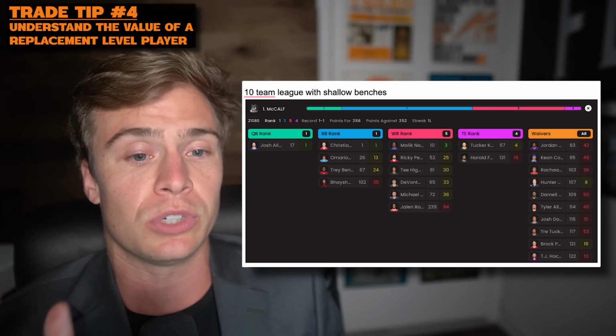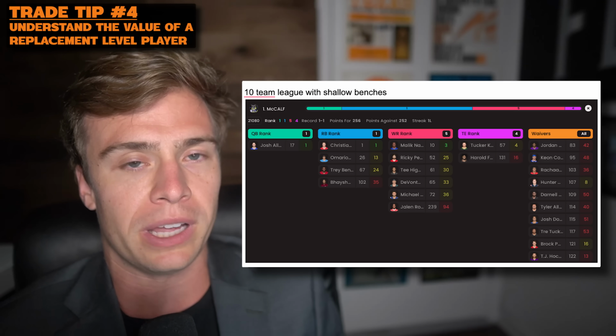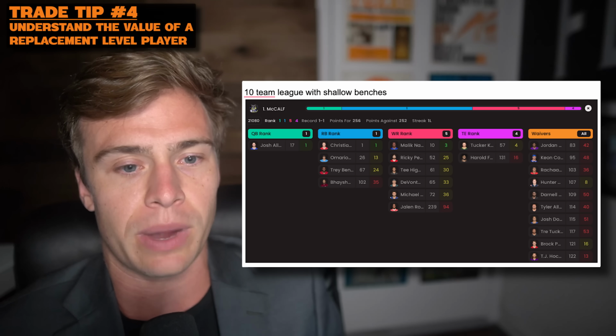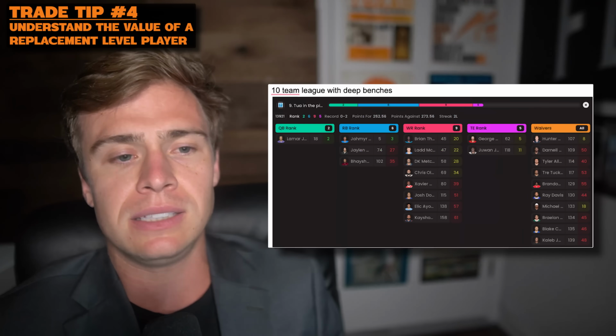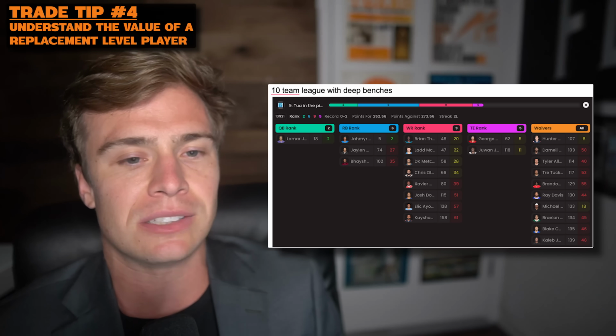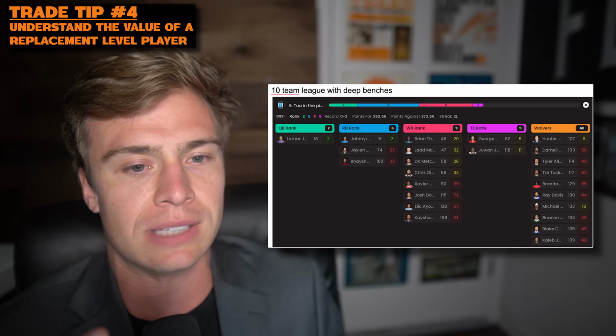But all these teams, you can see the difference. Here's a 10-team league with shallow benches. The replacement level players out there, you have Jordan Addison on the waiver wire. You have Keon Coleman on the waiver wire, Rashad White, Hunter Henry. A 10-team league with deep benches, maybe the best options are Hunter Henry, Darnell Mooney, Tyler Algier.